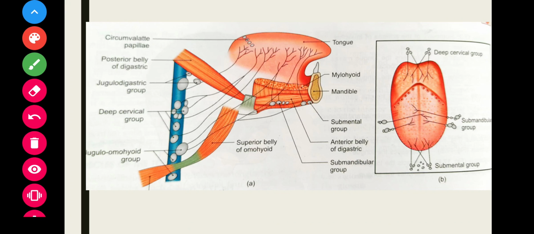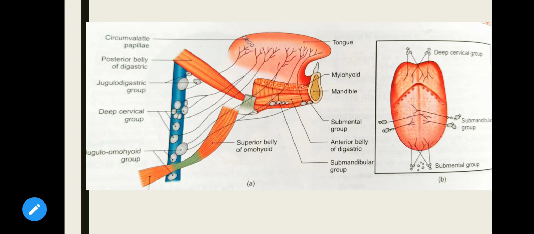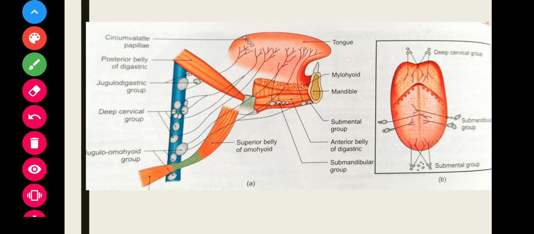This is basically the lymphatic drainage, that is, there is a jugulodigastric group of lymph nodes, deep cervical group, and jugulo-omohyoid group of lymph nodes. So you can always draw this diagram. It makes the explanation really simple. This part of the tongue is basically drained to the deep cervical group of lymph nodes. This part of the tongue, the anterior 2/3, drains to the submandibular group of lymph nodes, and this part to the submental group of lymph nodes.